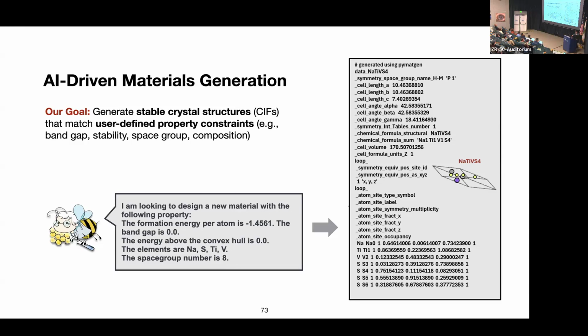So basically here, our goal is to generate stable crystal structures that match user-defined property constraints, right? For example, if you have such a problem, I'm looking to design a new material with the following properties, you have this. Sorry, what warning is the recording? Recording? Okay. Yeah. So basically, you describe your need, which is specified by several properties, and hope that the model can generate the crystal structure in the CIF format for you.